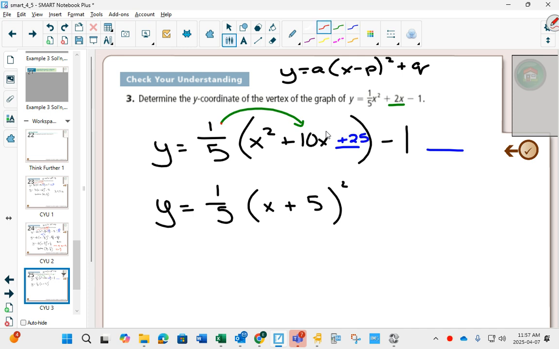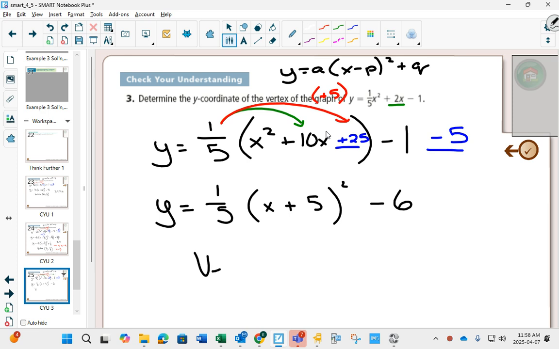What have we actually done? That 25 would get hit by that 1/5. We've actually added 5 to this side. So to compensate, I have to subtract 5. Which, if we simplify this, gives us -6.